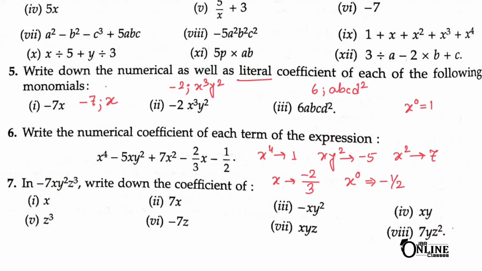Now sum number 7. In minus 7x y square z cube, write down the coefficient of x. So for x, here the coefficient is minus 7 y square z cube. Next one as 7x, that means 7 and x will be cancelled out. So your answer will be minus y square z cube.